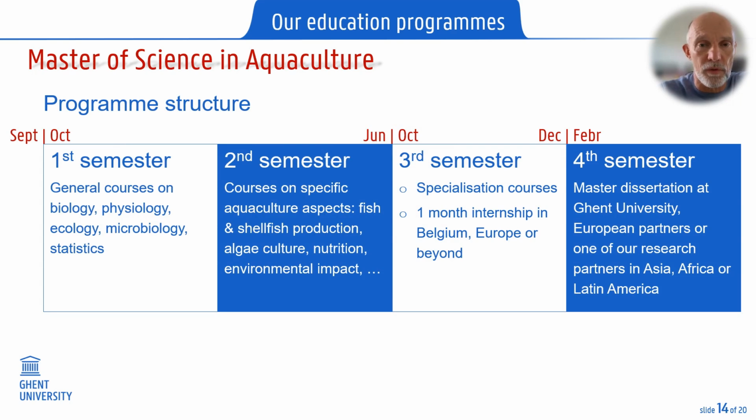The structure of the program is as such. We start with the first semester with general courses on biology, physiology, ecology, and so forth. The second semester focuses on a number of specific aquaculture aspects. In the third semester, a number of specialization courses and a 1-month internship, be it at Ghent University or at one of our partners abroad. Then finally, the master thesis that again can be performed either at our university or at one of our partners.